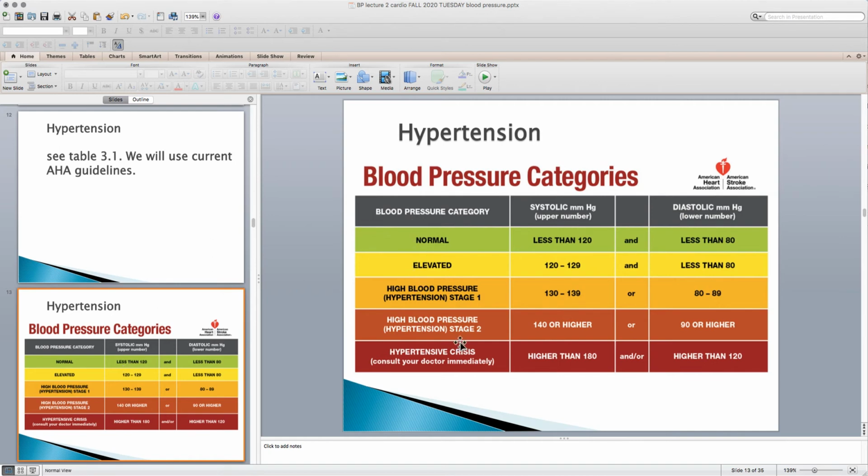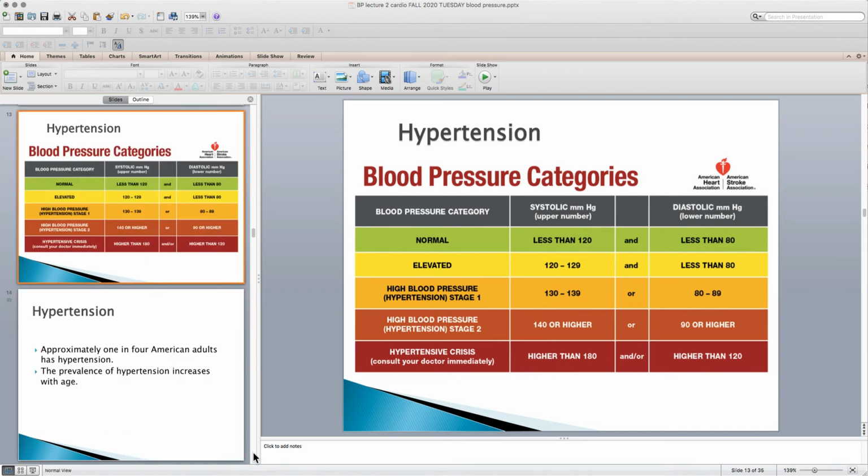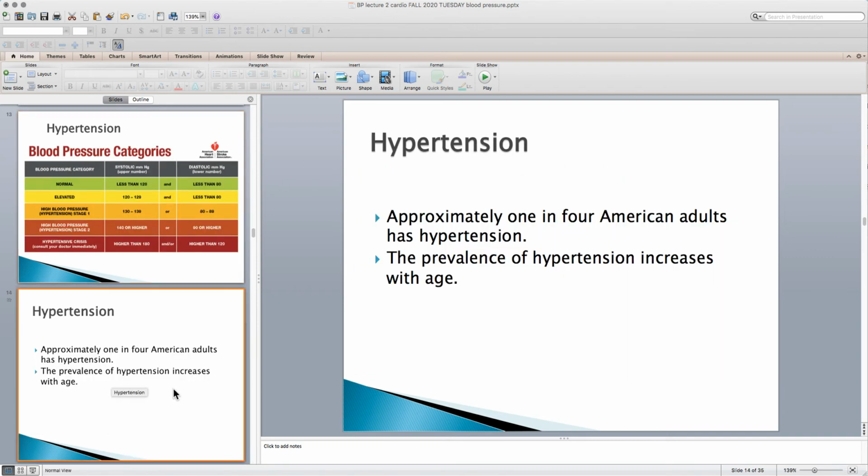So here's the category on the left and the systolic number and the diastolic number on the right. And so normal or ideal blood pressure, we'd like it to be less than 120 and less than 80. And in fact, if someone has a blood pressure of 120 and a diastolic of 80, that's considered elevated. And now hypertension is at 130 for a systolic. So you should be aware of these blood pressure values and the new guidelines put forth by the American Heart Association in terms of what are the categories.